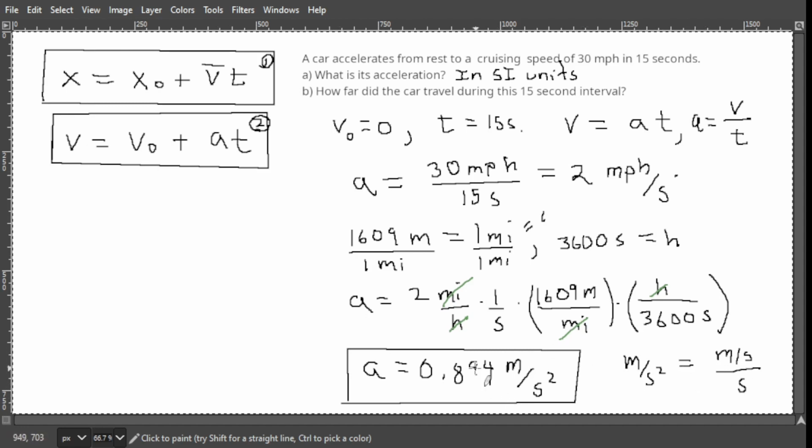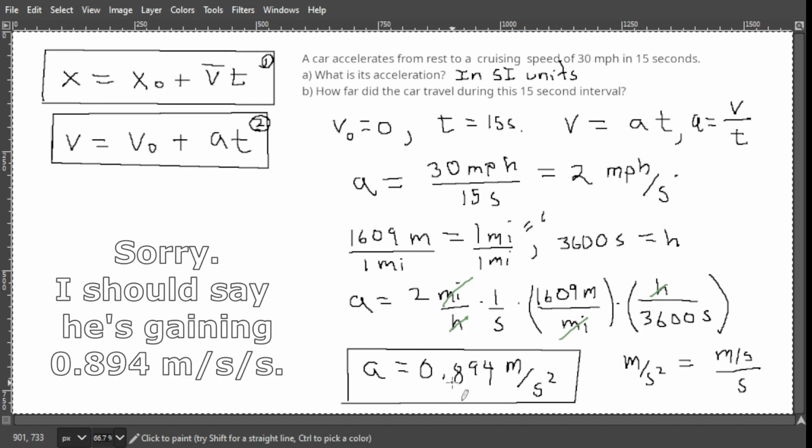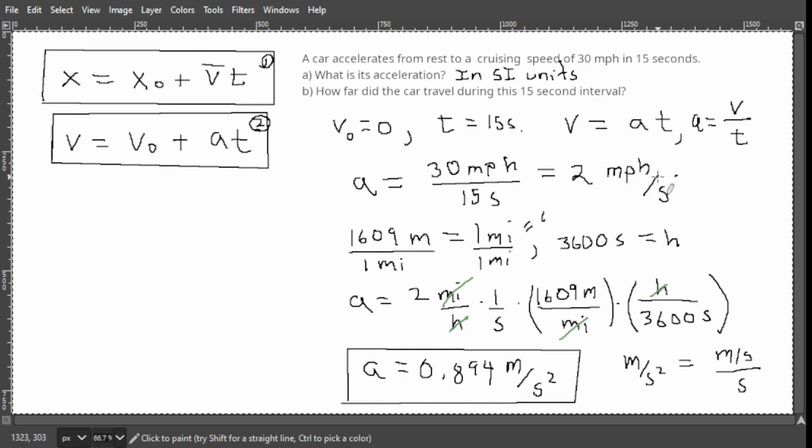So what is that telling us? That's telling us that every second it's going 8.94 meters per second faster than it was the previous second. It's just like what we had up here. Here every second he's gaining 2 miles per hour. And here every second he's gaining 8.94 meters per second. So 2 miles per hour per second, to my mind, was even more comprehensible than this, because I'm more familiar with miles per hour when I'm traveling in my car than I am with meters per second. But anyhow, that's the relationship.